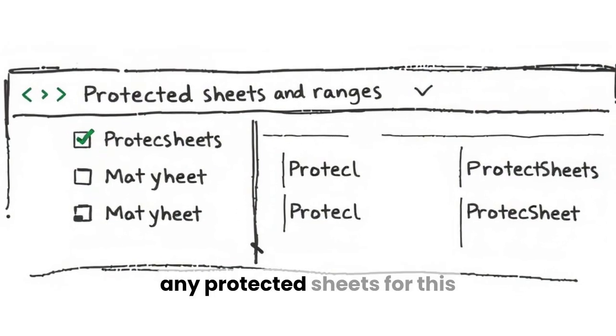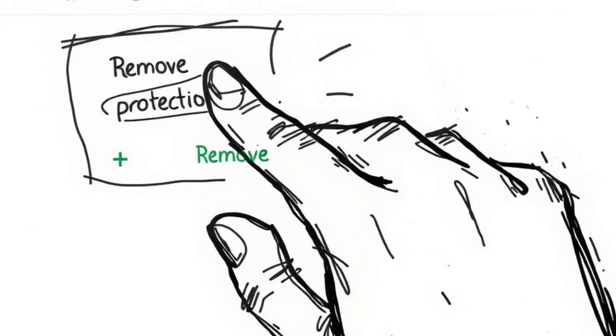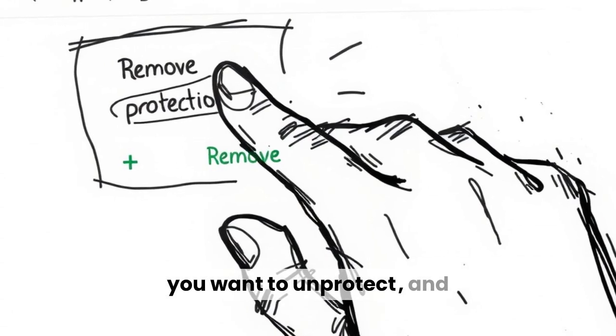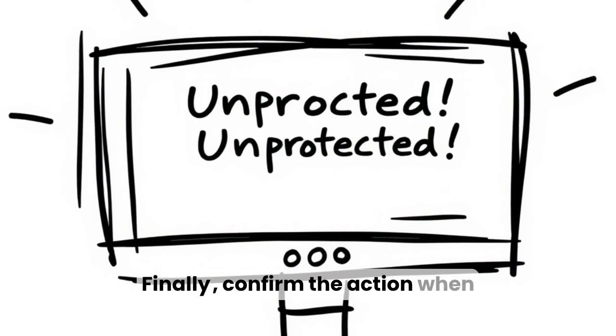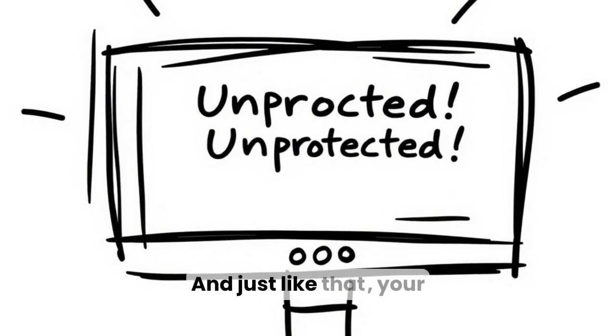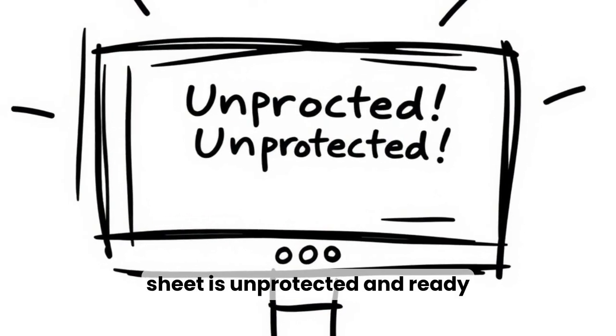You'll see a list of any protected sheets for this document. Click on the protected sheet you want to unprotect, and then select the Remove Protection option. Finally, confirm the action when prompted. And just like that, your sheet is unprotected and ready to edit.